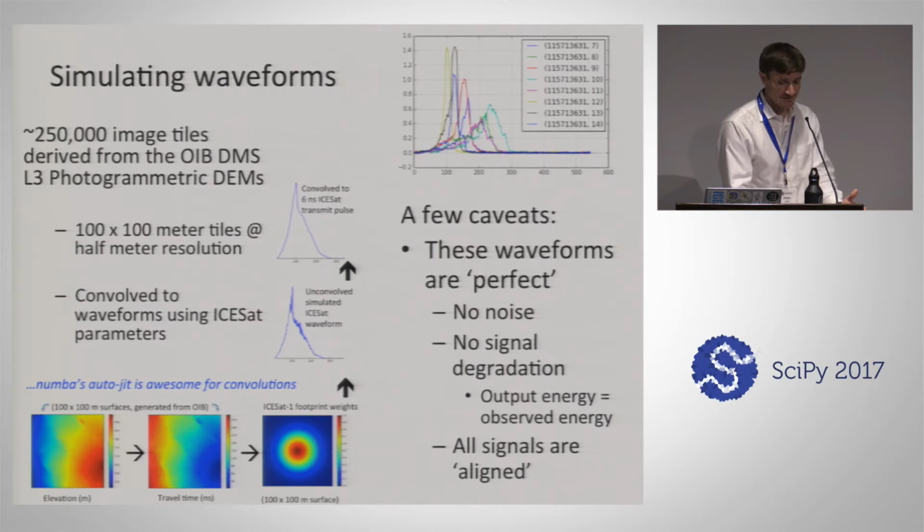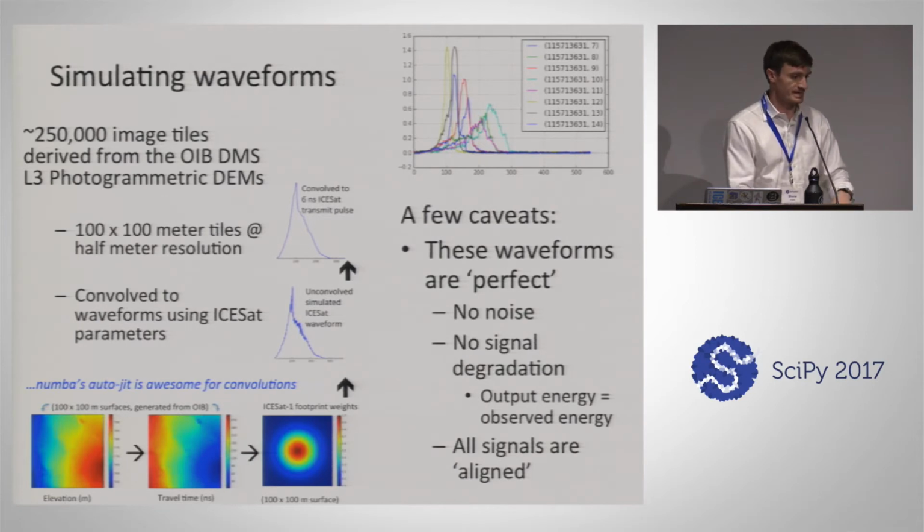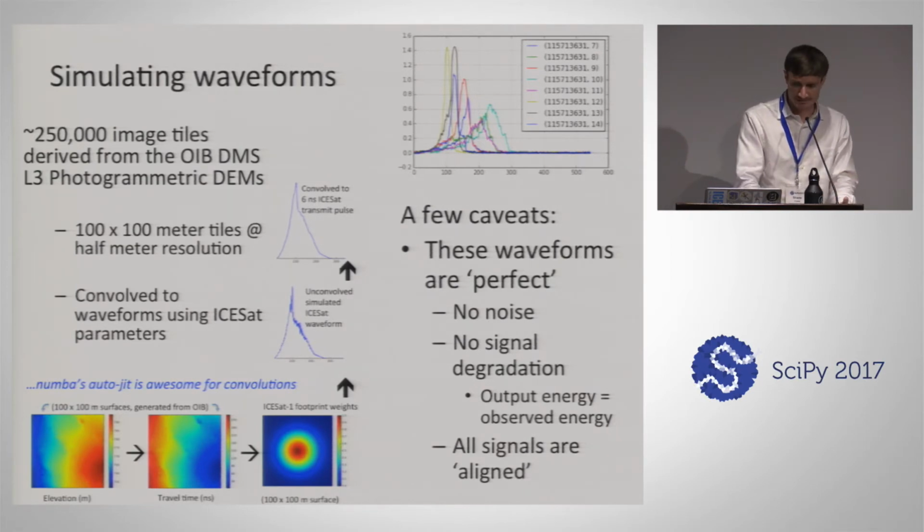waveforms. So I ended up with about 250,000 tiles from the previous slide from doing that decomposition of the Operation Icebridge data. And then for these, I take the 100 by 100 meter tiles, I convert them from elevation to time of flight, so just the inverse of that, how long it takes light to pass. Convolve it with a Gaussian function, which is roughly what the ICESat sensor was seeing. And then after that, I convolve it again so that it convolves it in the time domain for how the sensor looks at it.